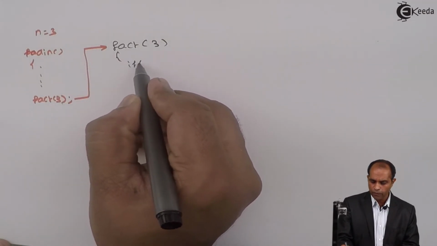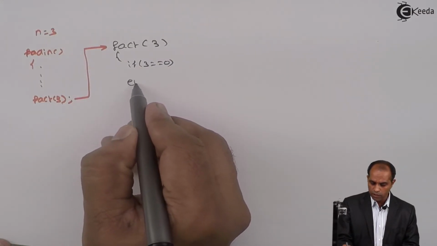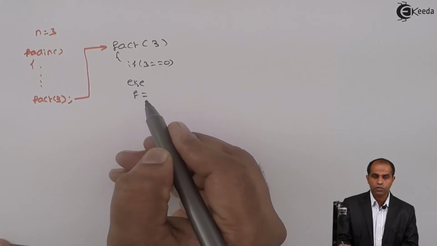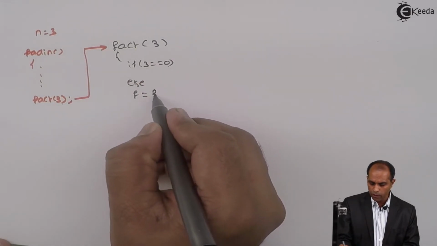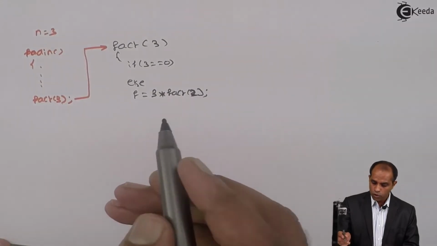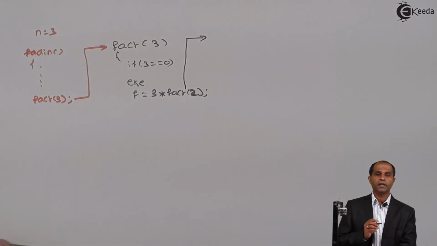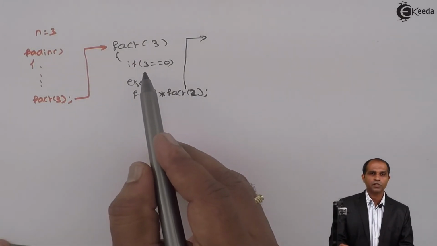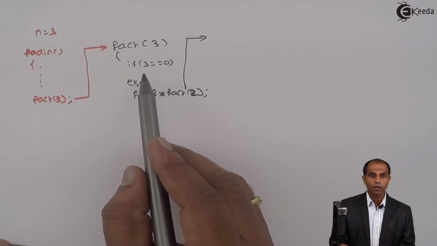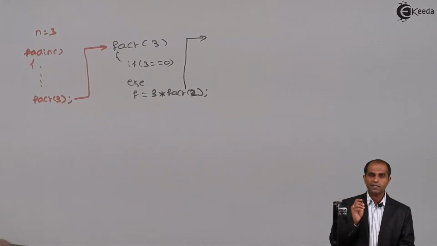You'll check if 3 equals 0. No, so you'll go to else and say f equals n, keep the number with you, 3 asterisk fact of 2. In the middle of this it will give a call. So it means that for a temporary period this function gets suspended. It will not be closed because it has not executed return, nor has it executed the last curly bracket. Hence the function remains open.